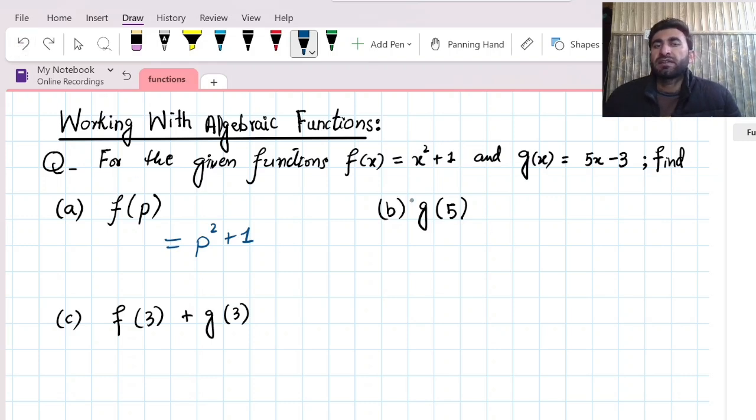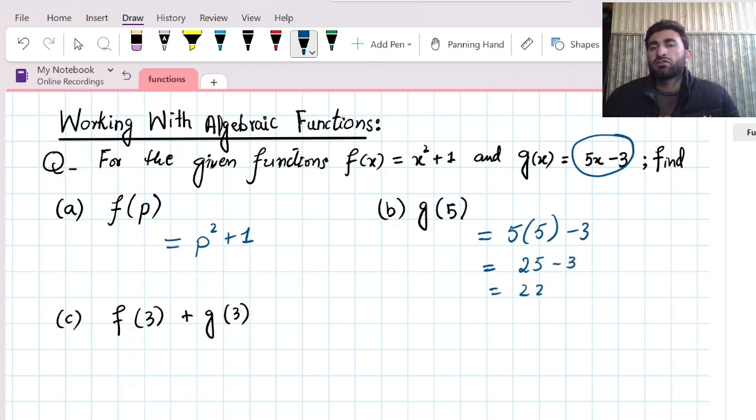In the b part, it's g of 5, which means we are going to replace the variable x of the function g of x with 5. So it will become 5 times 5 minus 3, which will give us 25 minus 3 equals 22. So I can say that g of 5 is equal to 22, or 22 is the image of 5 under function g.